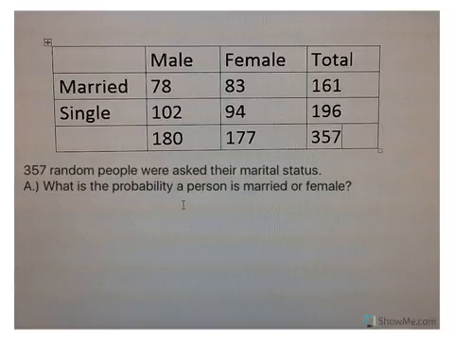357 random people were asked their marital status. Data is given in the table. We're going to use this table to answer questions A through D. What is the probability a person is married or female?